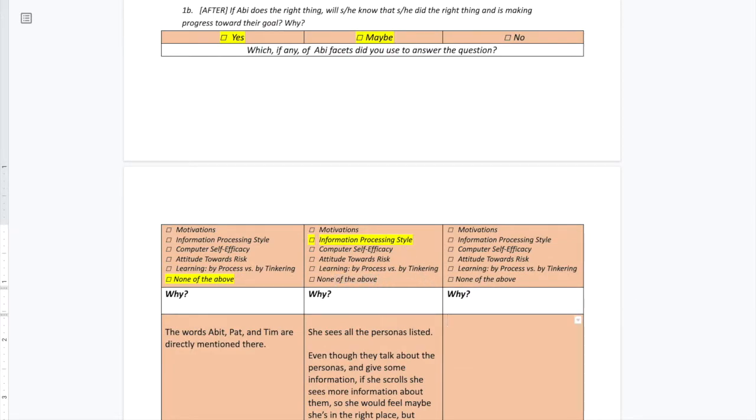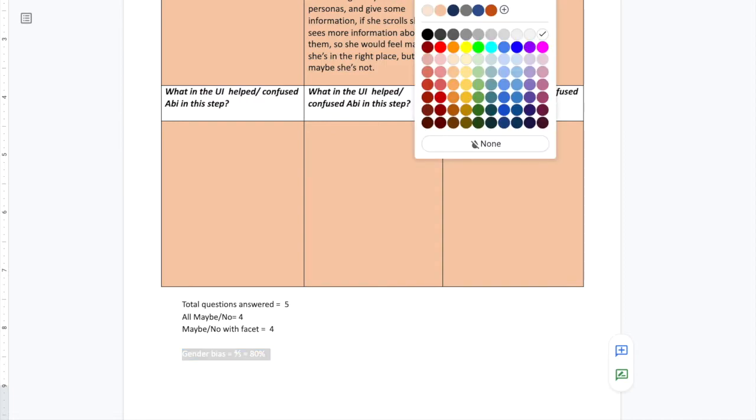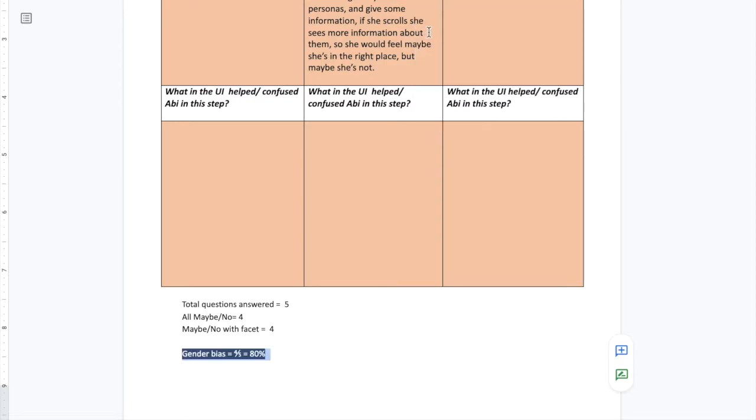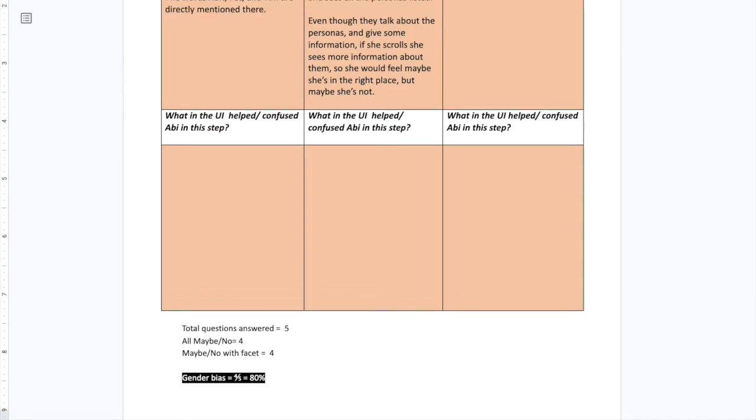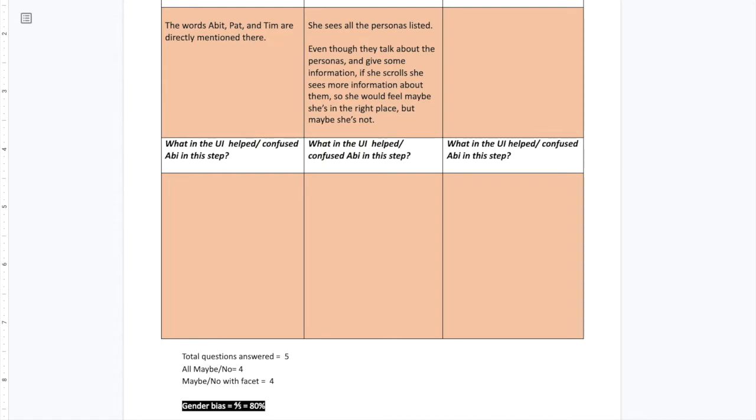Now that we have all of our totals, we see that we have 4 maybe and no answers with a facet attached to a total of 5 questions, and we set that up as a ratio, and we get 80%. So 80% of the features we looked at have some sort of gender bias or gender inclusivity bug related to them. If we had a maybe, when we counted up all the maybes and no's, if that was a different number, that would indicate the number of total usability bugs unrelated to gender.